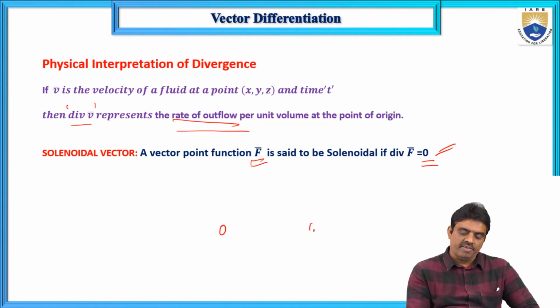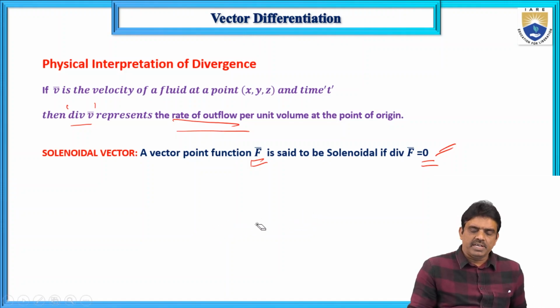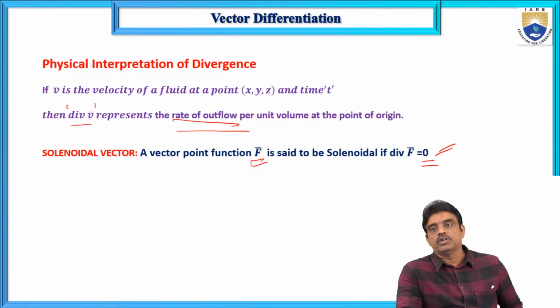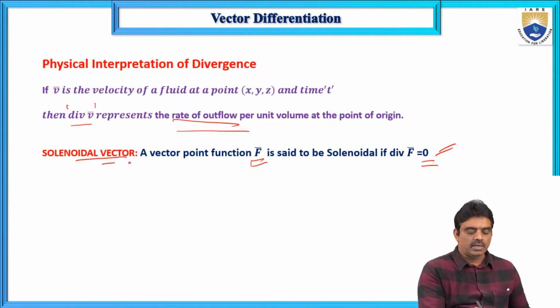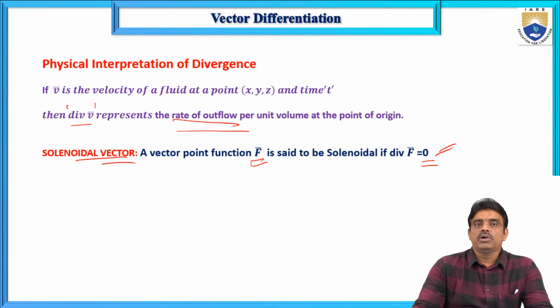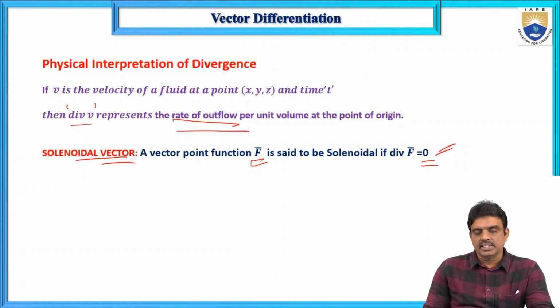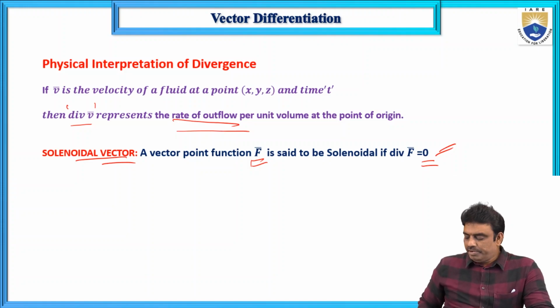Suppose if curl f bar is 0, then you have to write it as 0 bar. But div f bar is a scalar value. So if div f bar is 0, then the vector f bar is said to be a solenoidal vector. On this divergence you have different properties, like showing a solenoidal vector and finding the p-value when it is a solenoidal vector. We will perform some problems on the divergence also, like gradient.